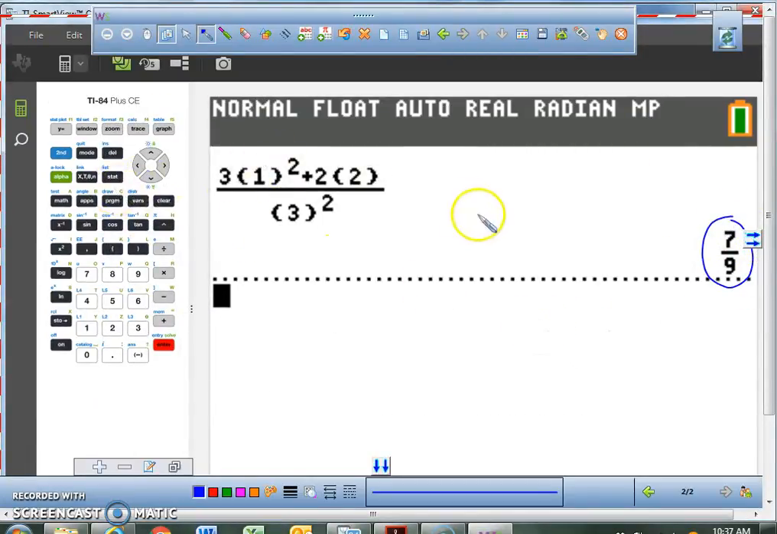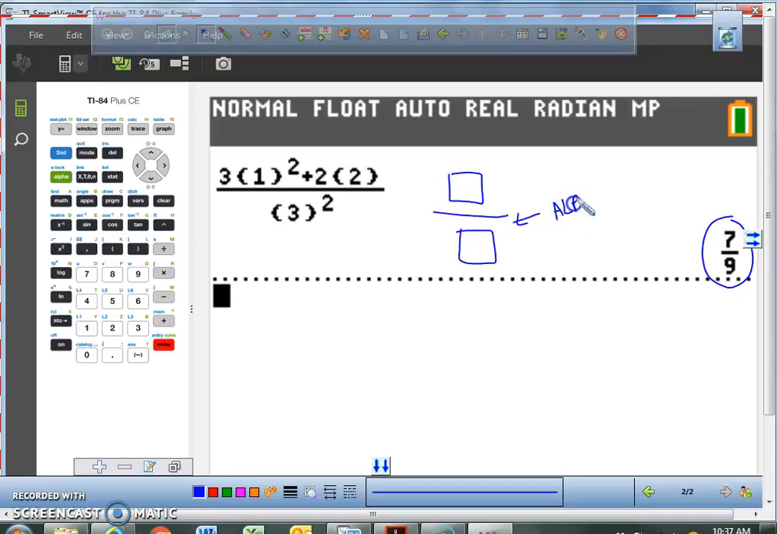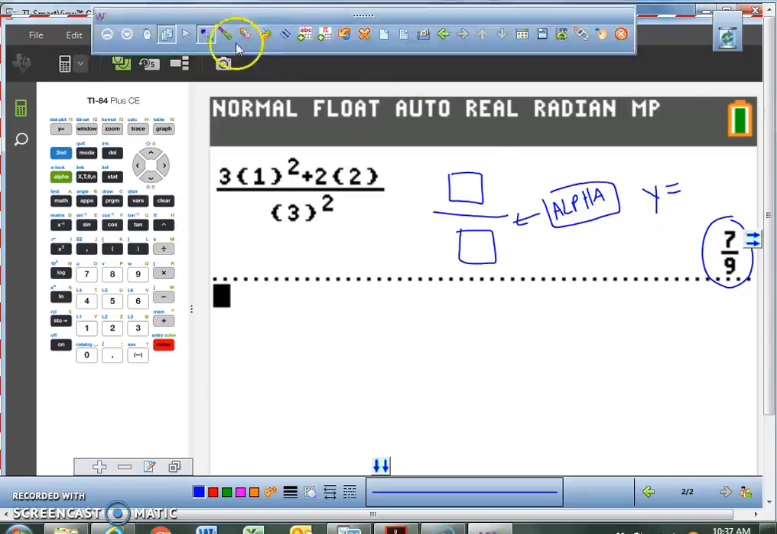To get this fraction bar right here, here are the steps. Hit the alpha button, and then hit y equals. The alpha button's green, and then the y equals is just y equals. Press enter after you do that.